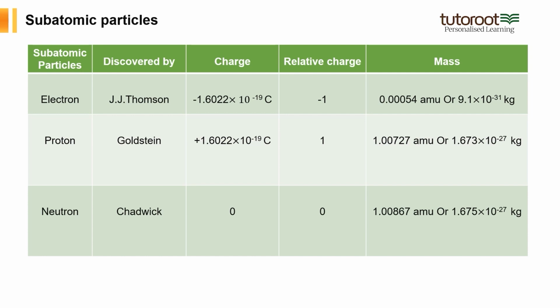And the next one would be proton, which was discovered by Goldstein. We have the charge given as +1.6022 × 10^-19 C, and the relative charge over here is +1, and the mass is 1.00727 atomic mass unit, or 1.673 × 10^-27 kilograms. And lastly, we have the neutron, which was discovered by Chadwick. We have the charge given over here as 0 and the relative charge is also 0. And the mass is 1.00867 atomic mass unit, or 1.675 × 10^-27 kilograms.